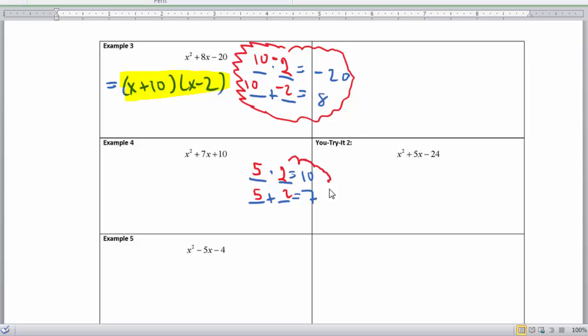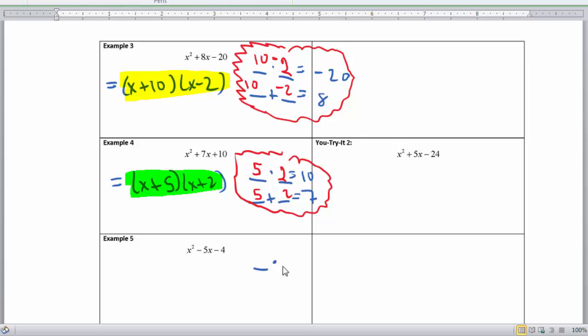So 5 times 2 is 10, and 5 plus 2 is 7. So this thing will factor into x plus 5 times x plus 2. Done. And then the last one, what multiplies to negative 4 but adds to negative 5?